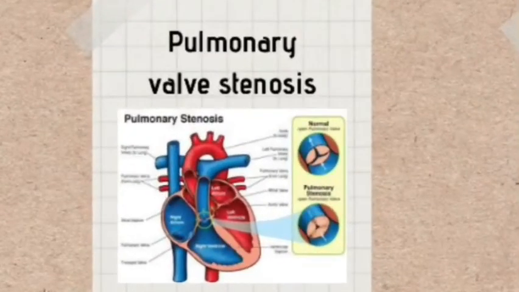The next type is pulmonary valve stenosis. Pulmonary valve stenosis is a defect where the pulmonary valve, which controls the flow of blood out of the right heart pumping chamber to the lungs, is narrower than normal. This means the right heart pump has to work harder to push blood through the narrow valve to get to the lungs.